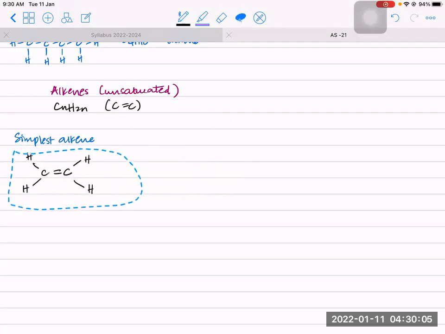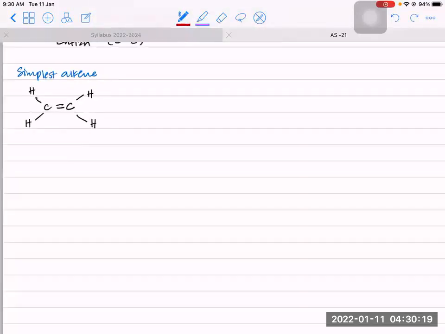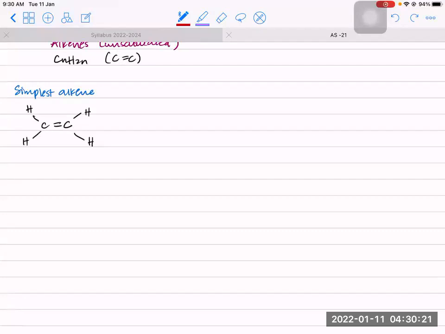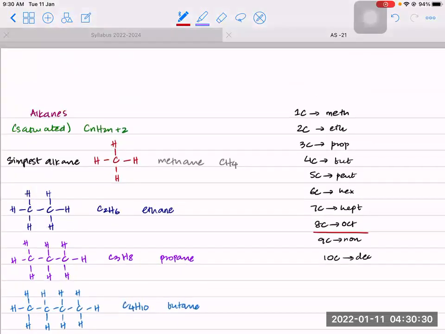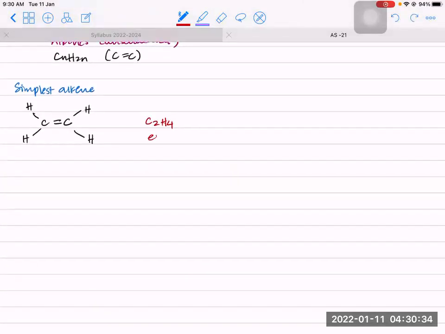You see, each carbon is making one, two, three, four bonds. This carbon also making one, two, three, and four bonds. Clear? Now let's name this. So this is C2H4. This is the simplest alkene and will be called what? A two carbon alkene is called eth. And because it's an alkene, we will call it what? Ethene. Clear?